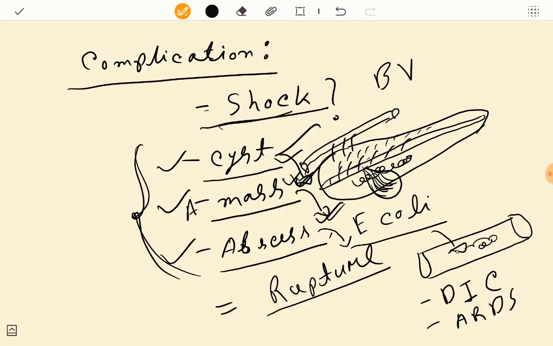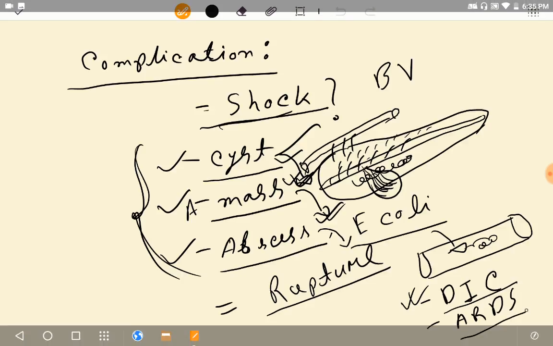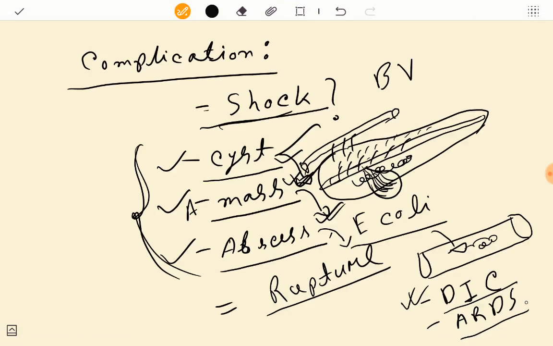It will release all the stuff, all the enzymes, into the blood vessels, and that will do two things: disseminated intravascular coagulopathy of the blood, and when the blood goes to the alveolar capillary, it will cause acute respiratory distress syndrome. And that's the whole picture of acute pancreatitis.